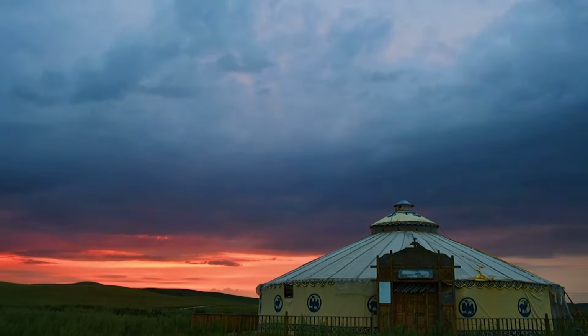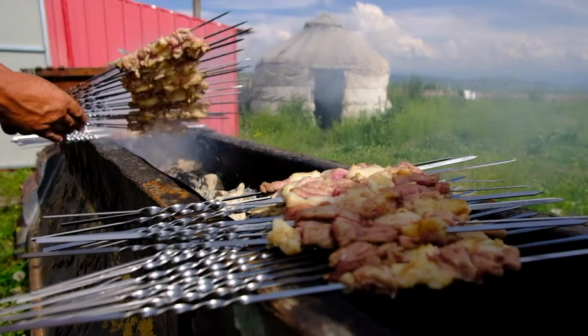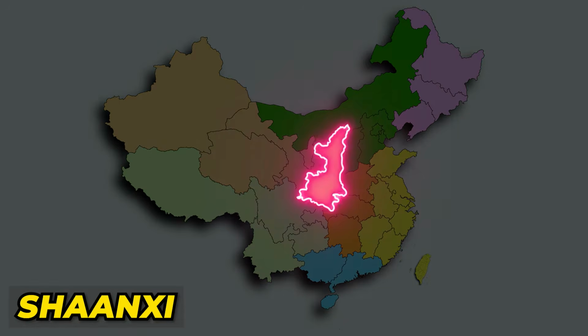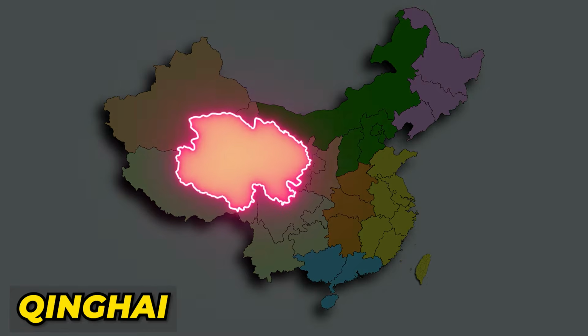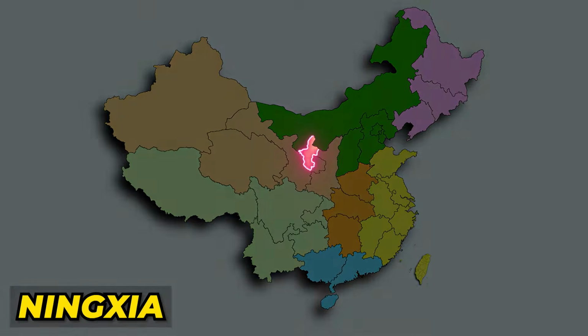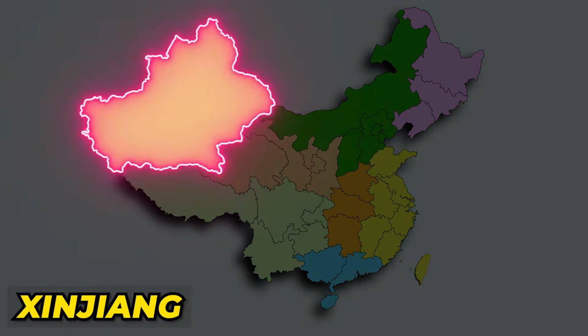And as you can imagine, Inner Mongolia is known throughout China for its vast grasslands and delicious lamb meat. Now let's look at the next area in a counterclockwise order. Northwest China includes Shanxi, Gansu, Qinghai, Ningxia Hui Autonomous Region, and Xinjiang Uyghur Autonomous Region.